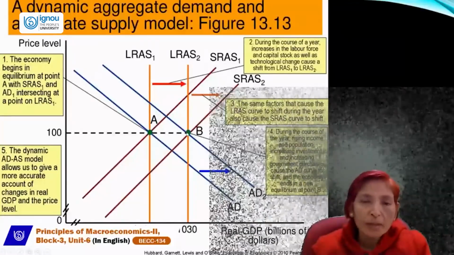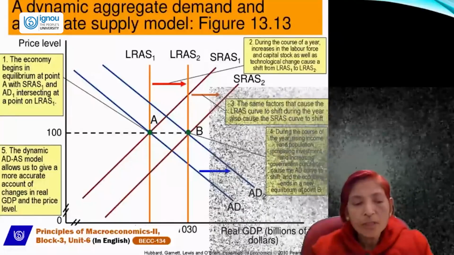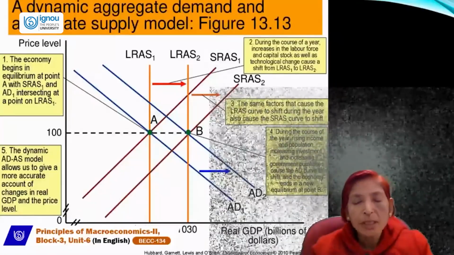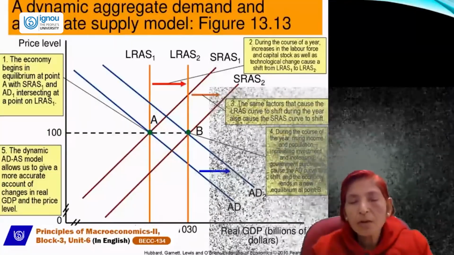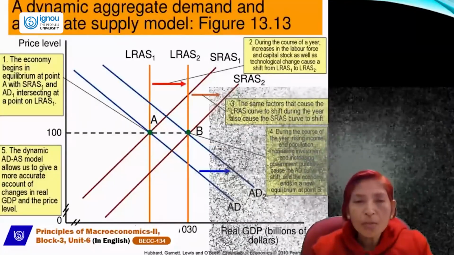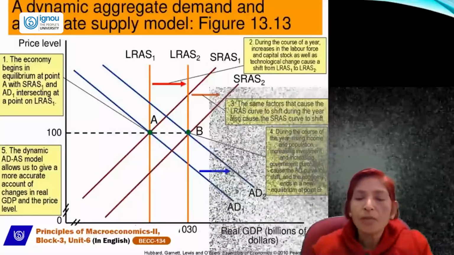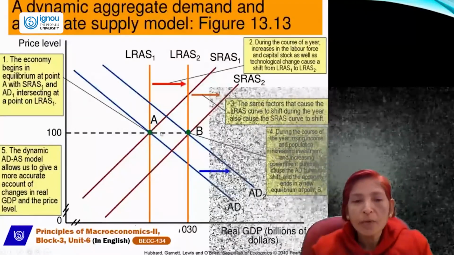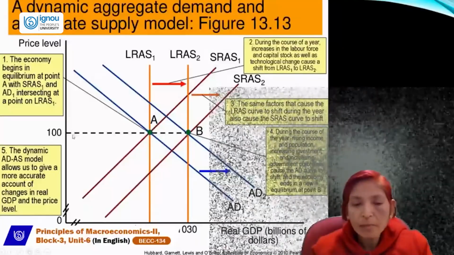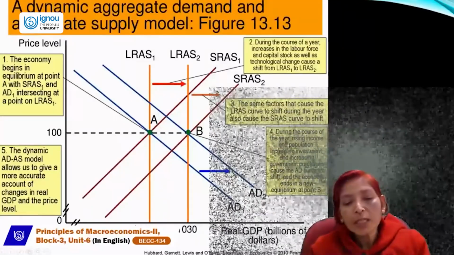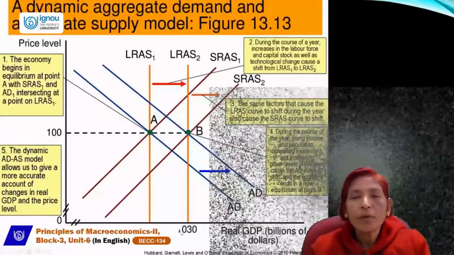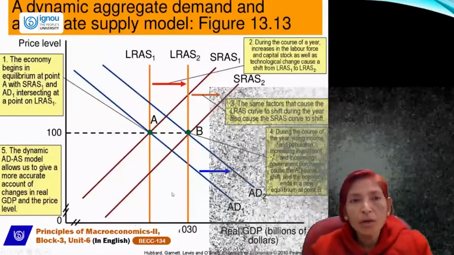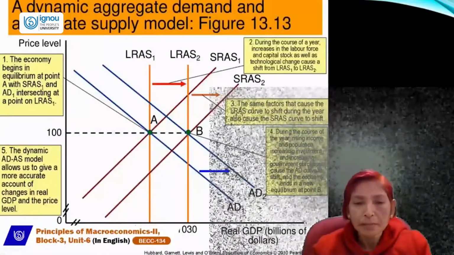Then what will happen? In this situation, if all these curves shift to the right hand side by the same proportion, price will remain constant, and only the output level or real GDP will rise. And here the equilibrium point shifts from A to B, but price remains the same at 100, while the output level will increase from $1,000 to $1,030. So this is the dynamic model of aggregate demand and supply.